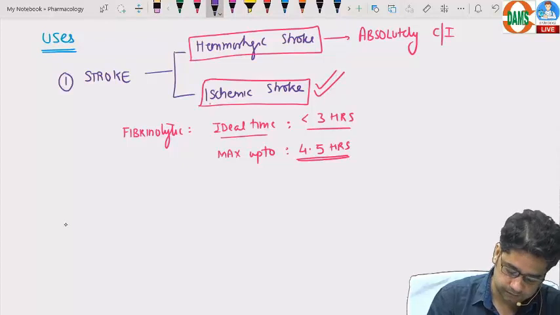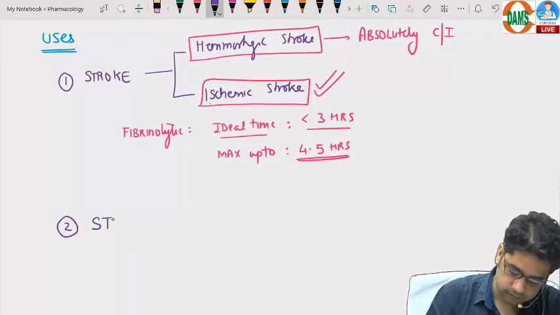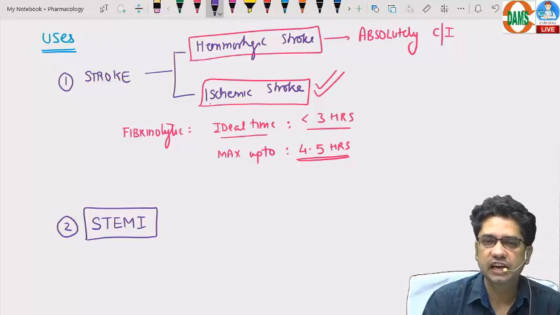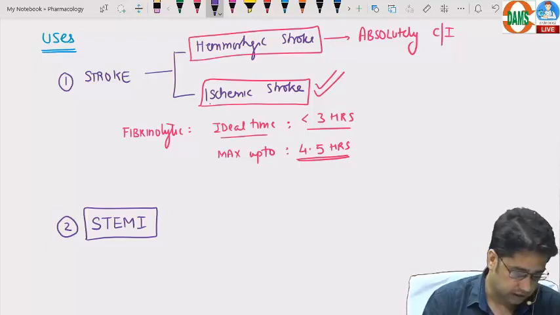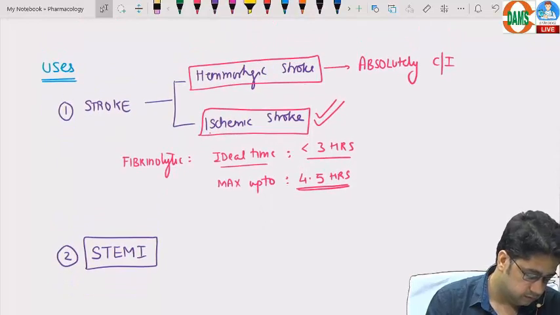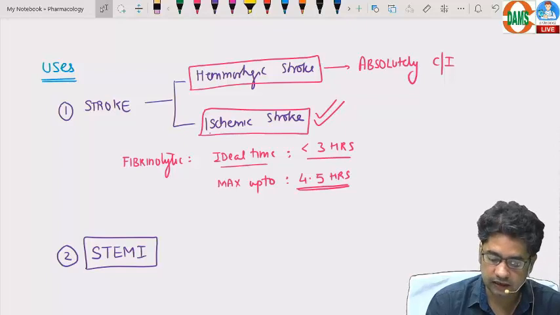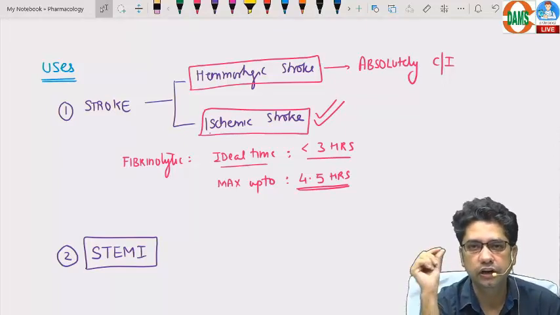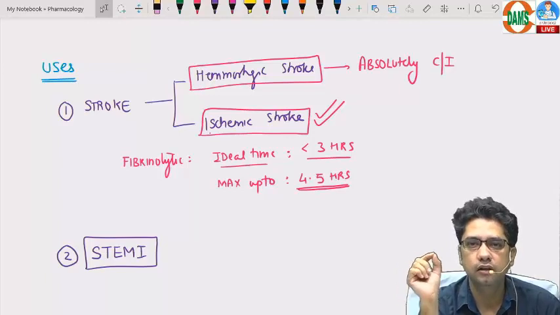The second disease, you'll write STEMI. I hope you remember the full form of STEMI. ST elevated MI. We give fibrinolytics. Okay? We give fibrinolytics only in ischemic stroke. Now here I will teach you the treatment of myocardial infarction.